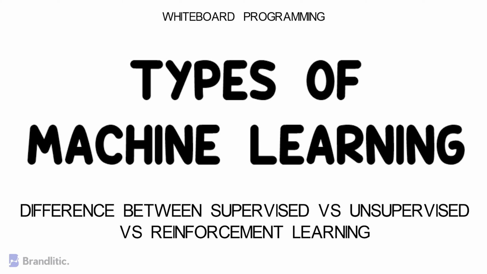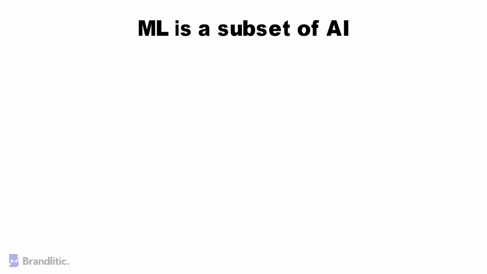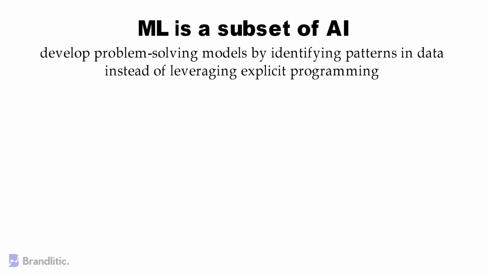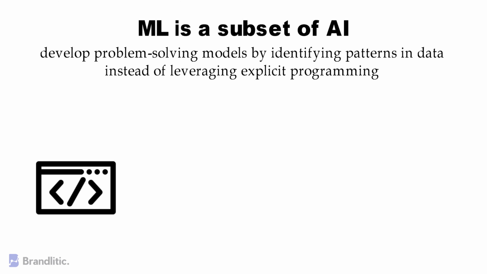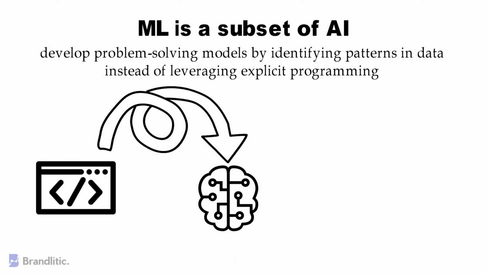So let's get started. As we all know, machine learning, or ML for short, is a subset of AI that enables machines to develop problem-solving models by identifying patterns in data instead of leveraging explicit programming. Here, the learning refers to the training process in which the algorithms identify patterns in data and then use those patterns to tweak the model, aiming to provide a more accurate output each time.